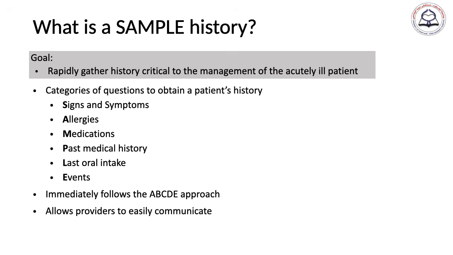So you do the ABCDE approach. After you stabilize the critical issues, then quickly you do SAMPLE history: signs and symptoms, allergies, medication, past medical history, last oral intake, and events surrounding the current illness.